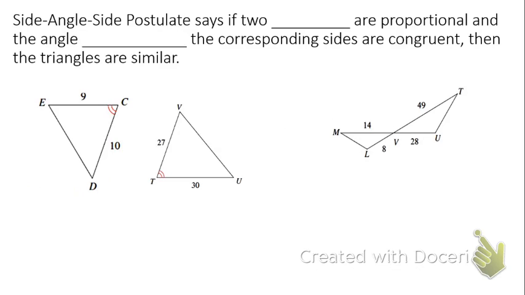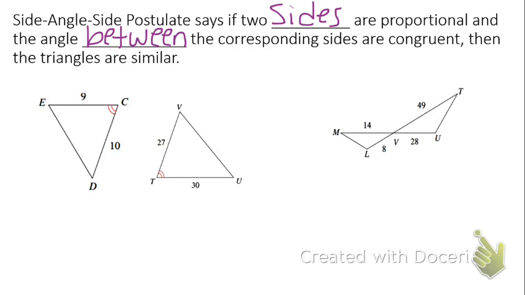Okay. And then our last one here is angle side. So what it says is that if two sides are proportional and the angle between the corresponding sides are congruent, then the triangles are similar. So we've got two proportional sides, the angle between is congruent, then we can assume that they're similar.